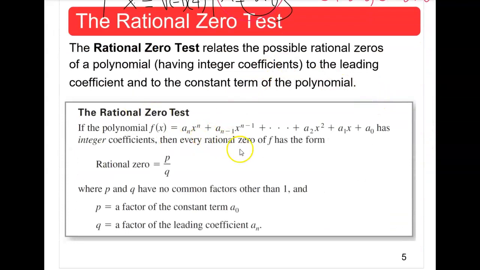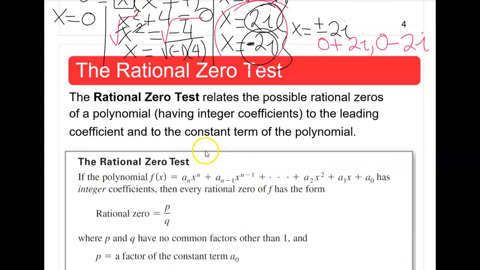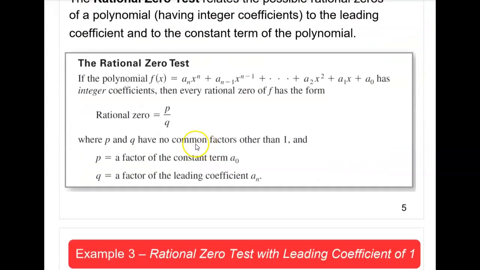Okay, now the next theorem, the rational zero test. This is the one that we're going to use to find zeros that are rational numbers. So this is reserved for those zeros that will be real numbers, but remember, the denominator could be 1. That is very common.